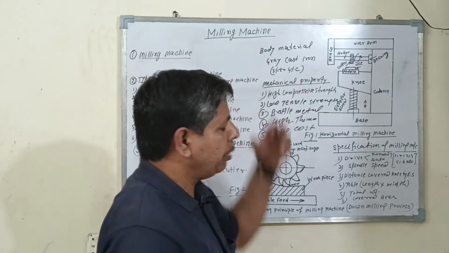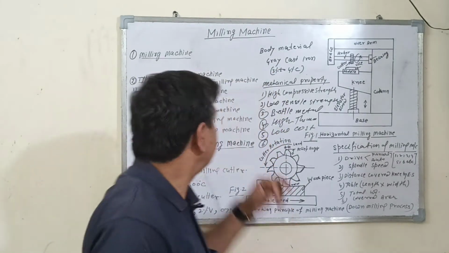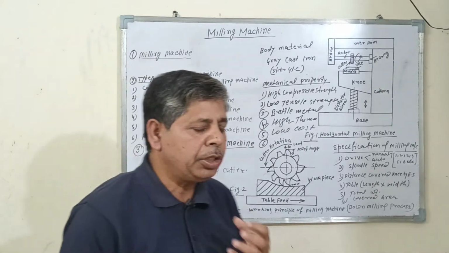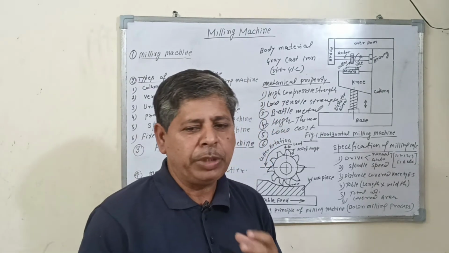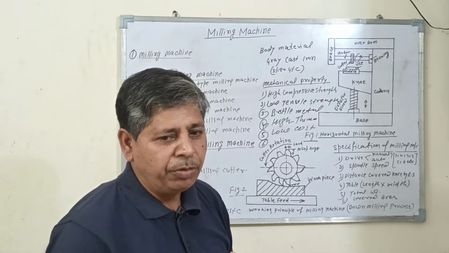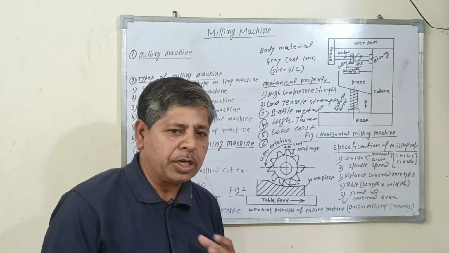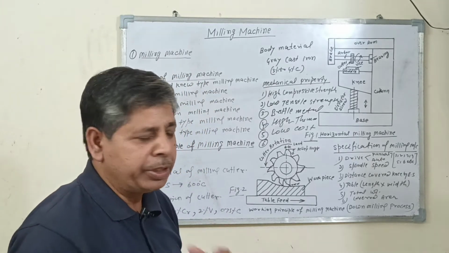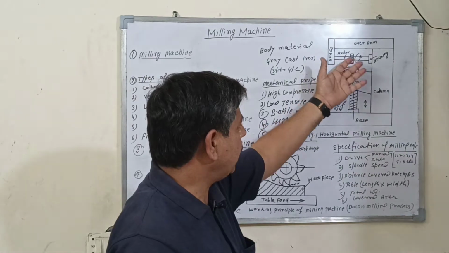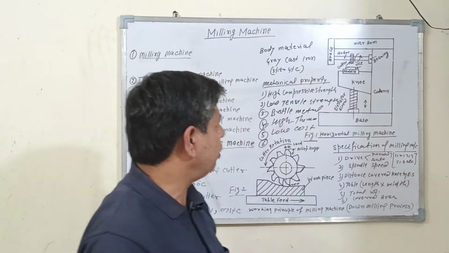Today my topic is the milling machine. So what is the milling machine? A milling machine is a machine tool which removes the excess material from the workpiece with the help of a multi-point cutting tool. Multi-point cutting tool means a cutter. Different types of cutters can be used on milling machines.